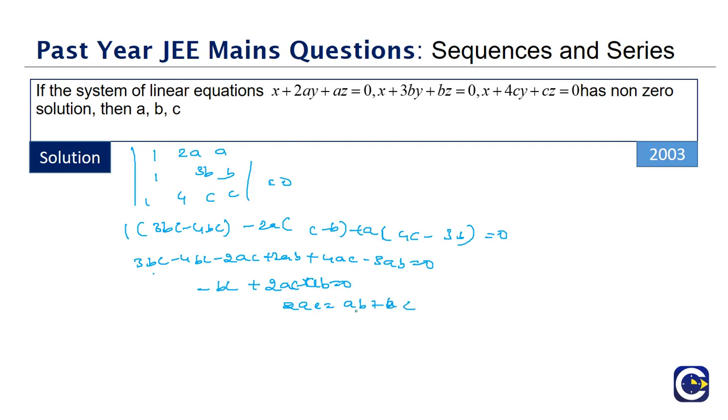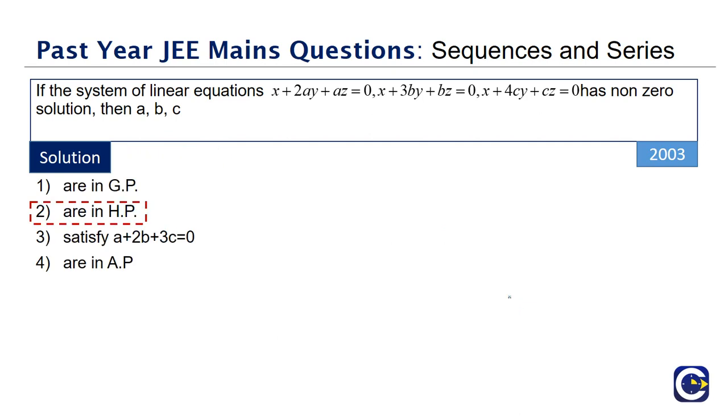So 2ac is equal to ab plus bc. So what will happen if you divide the whole thing by abc? What it will become? 2 by b is equal to 1 by a plus 1 by c, right? So this is in the form of HP, which implies a, b, c are in HP. So the final answer for this question is they three are in HP.